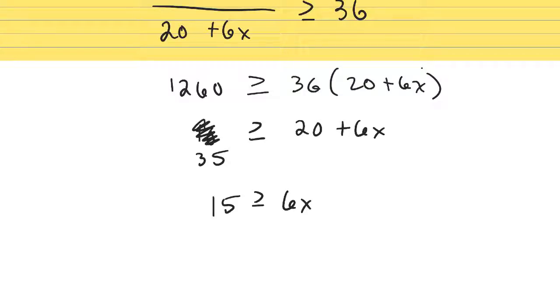Divide by 6 on both sides, we get 2.5. So x must be less than or equal to 2.5. So at most, we can stop up to 2.5 minutes per stop on the train. Anything more than 2.5 minutes, your average rate will no longer be 36 kilometers per hour or more.